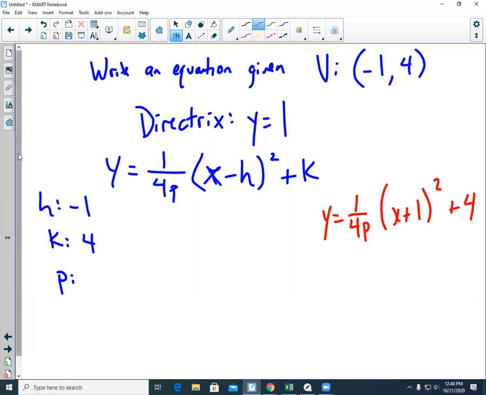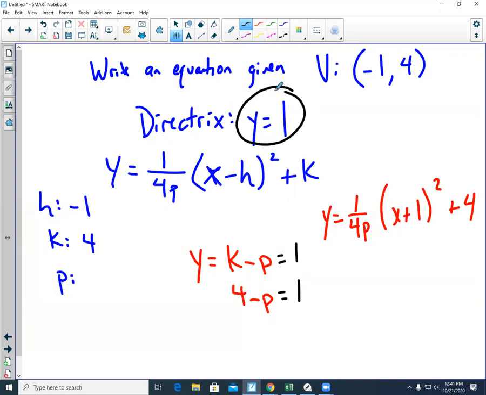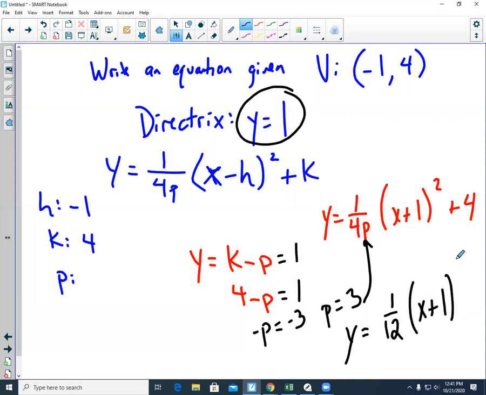Okay, now I have to find the p-value, and I know that the p-value is going to be decided from y equals, and then is it k minus p? So it's going to be y equals k minus p. I know that k is 4. I don't know what p is. What is this whole thing equal to? 1. And that 1 comes from here, right? So I know it's going to be, subtract 4 from each side, so I get -p equals -3. So then p equals 3, and I can plug that into that value. So my final equation will end up being y equals 1/12 times x plus 1 squared plus 4.